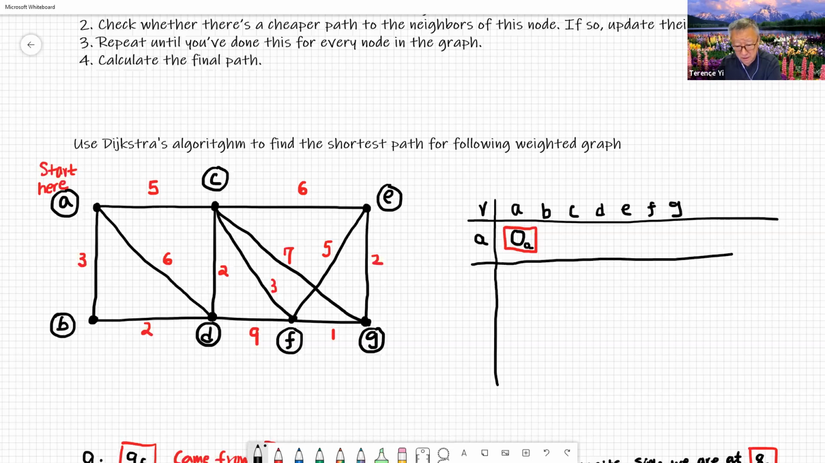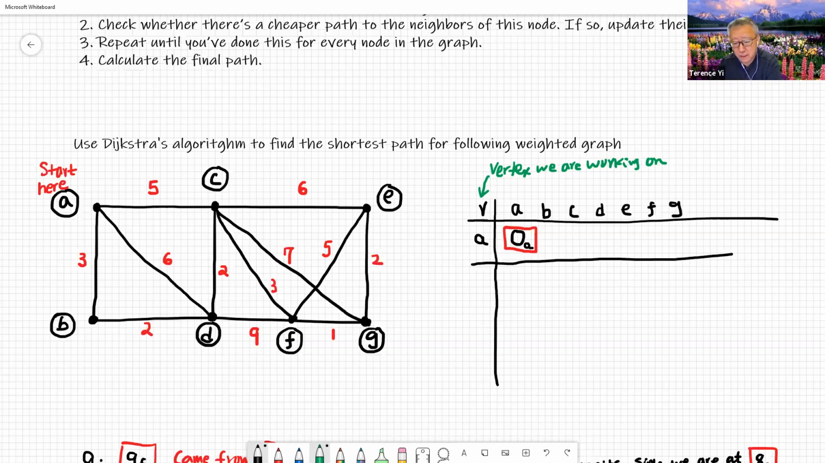So from A, this V over here is indicating which vertex we are working on. Let me just put that here. And this is the vertex we are working on. Okay, so now I am at A. So A to A is obviously going to be 0, right? So we're going to put A there because it's the vertex A.